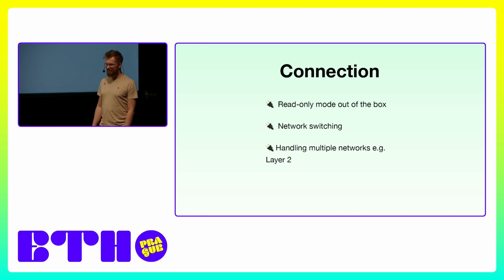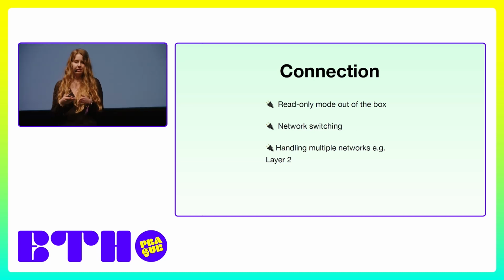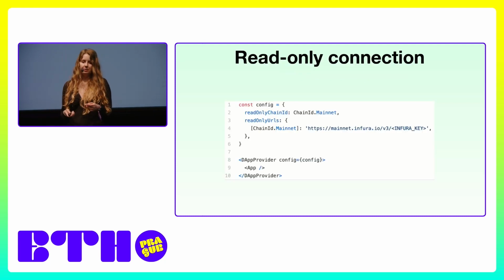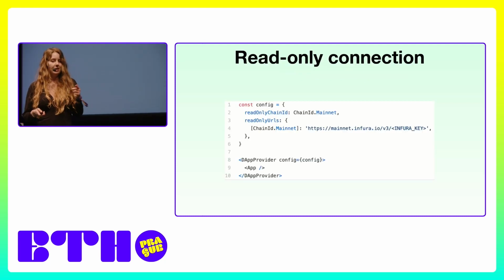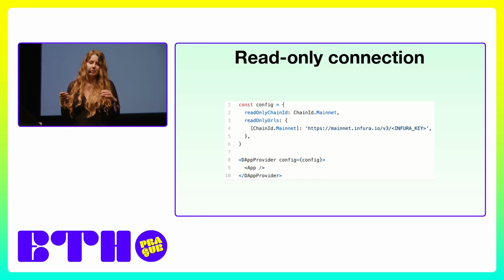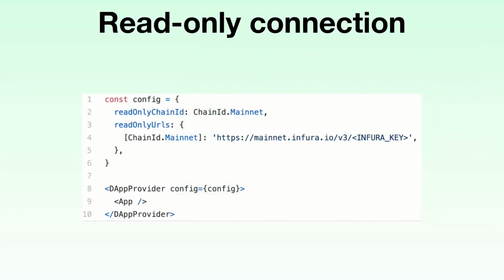Exactly. As for the connection, we have read-only mode built in out of the box. We also have network switching and handling multiple networks, like layer 2 and layer 1. So let's go to an example. To start using useDApp, you just need to wrap your application with DApp provider. And DApp provider needs config. So you need to pass config, and it could be as simple as that, with only 2 parameters.